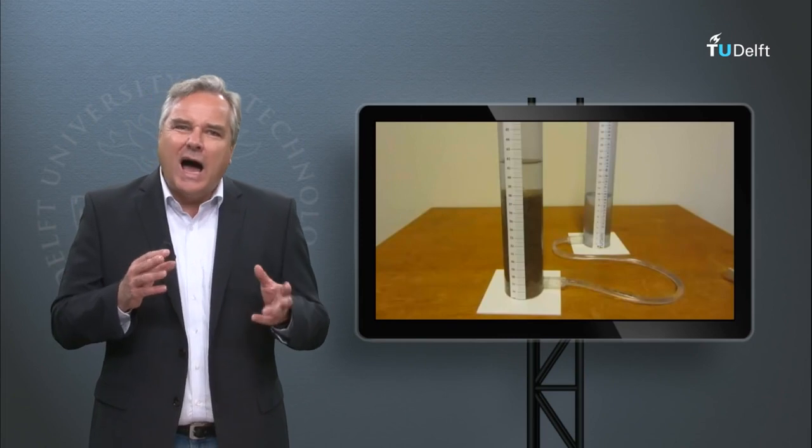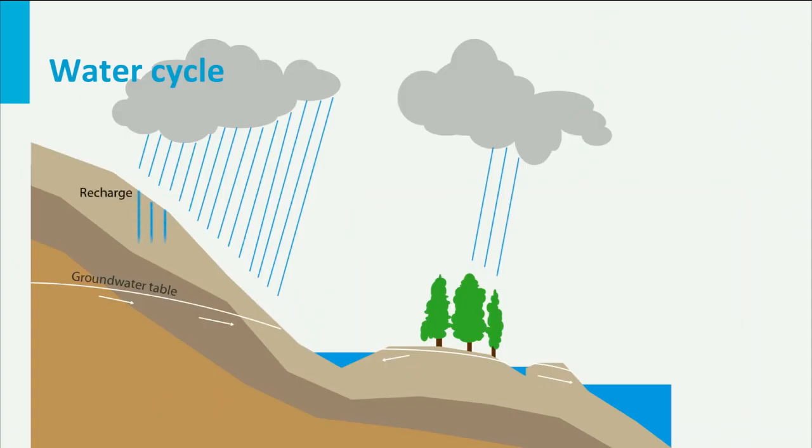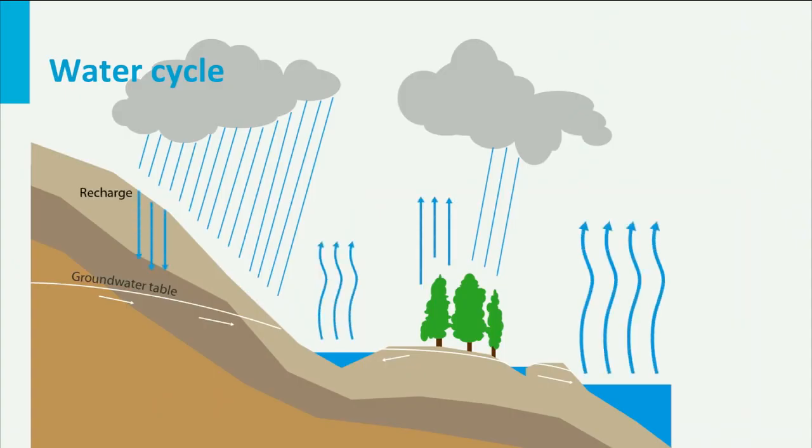Now that we know how water flows through the ground, the next question is, where does the groundwater come from? This is relatively simple. All the rainfall that does not evaporate back into the atmosphere, either directly or through plants, seeps eventually downward towards the groundwater table. This water is called groundwater recharge.